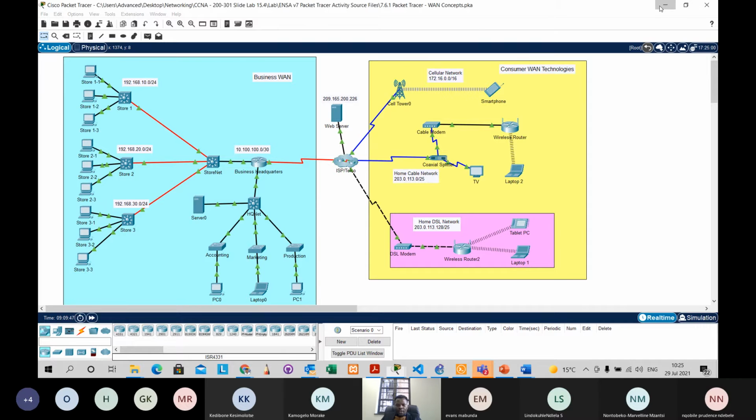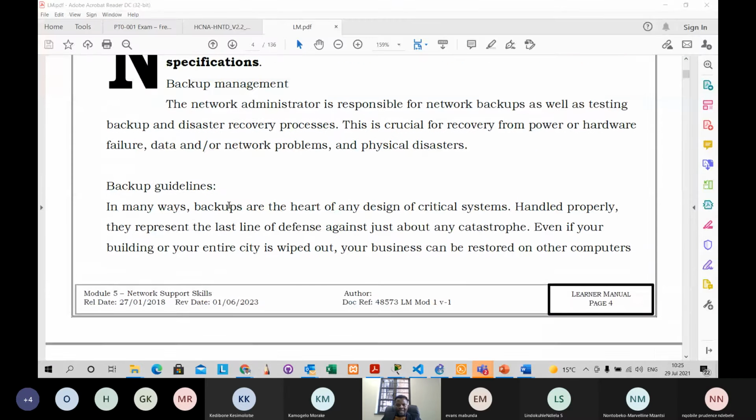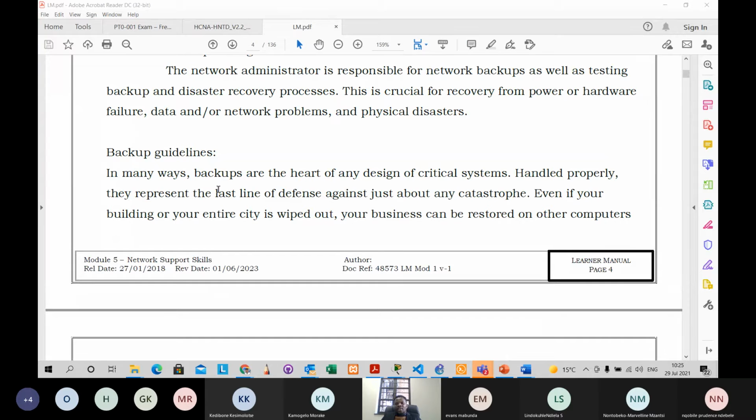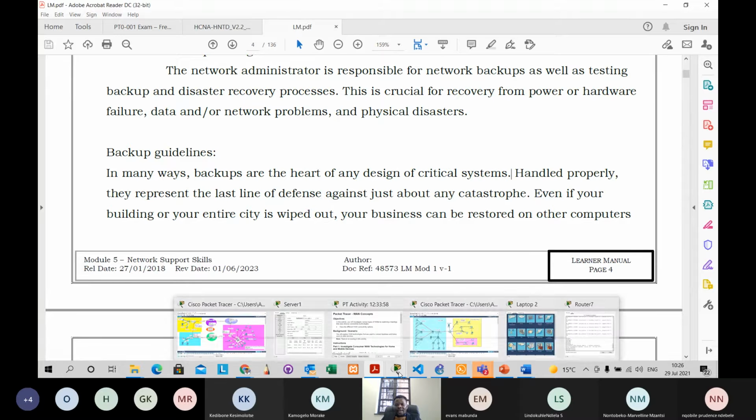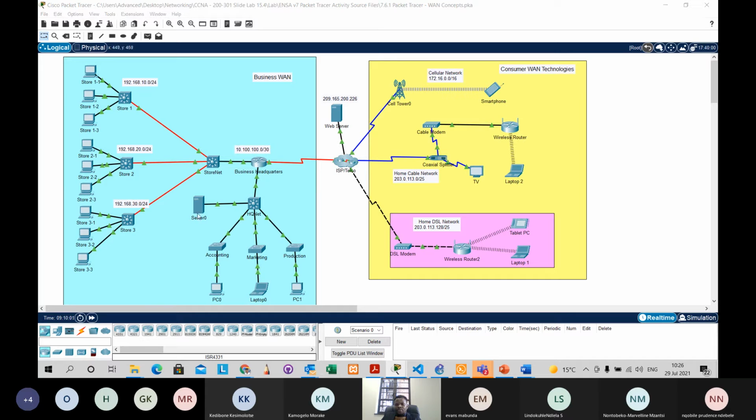All right, let me go back to this part, the backup guidelines. Each and every organization will have their own backup guidelines, right? Especially where we have systems that we call critical systems. For example, on this network, we have made this server a critical system, because if this server fails, it affects the entire network. So the critical systems are the systems that the company or the organization or the network relies on a lot. So this server, server 0, has become one of the critical systems.